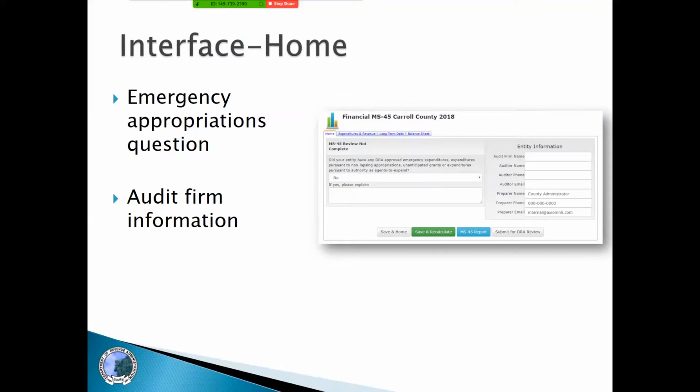So on the home page, basically it's asking if you have any emergency expenditures, and it's asking for your audit firm if you're using one and who's preparing the form.